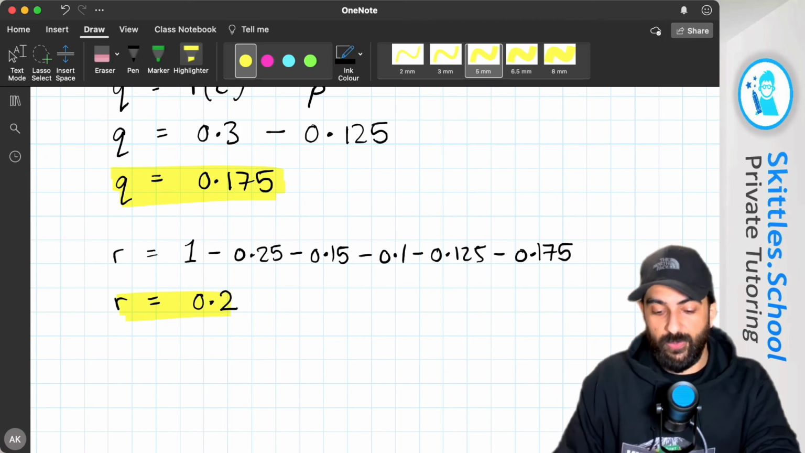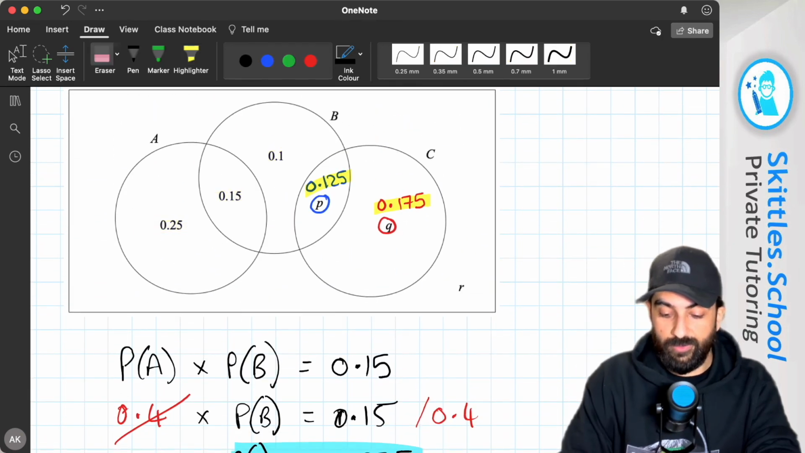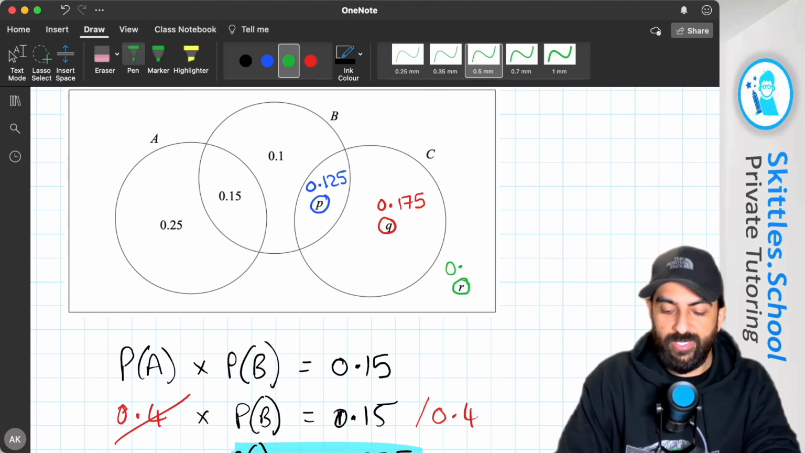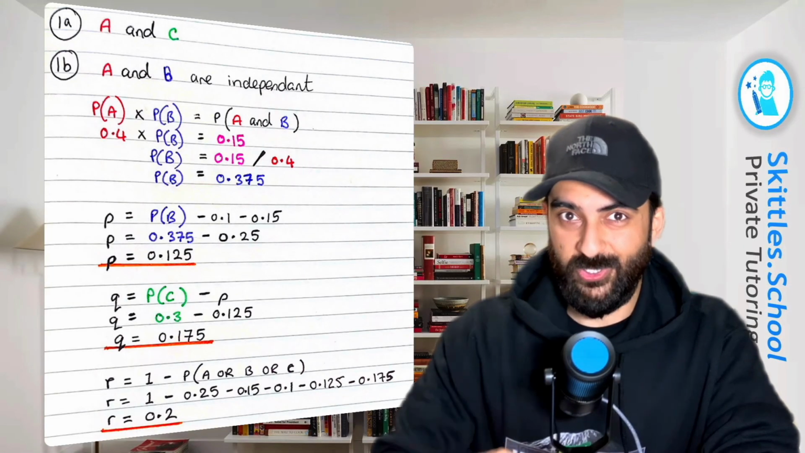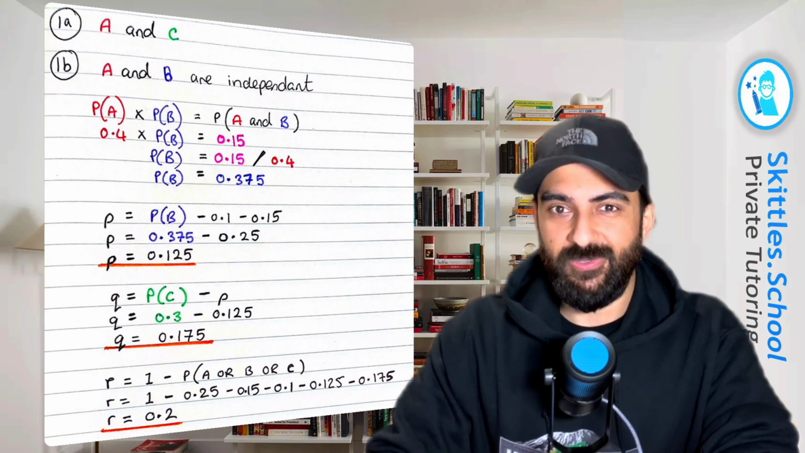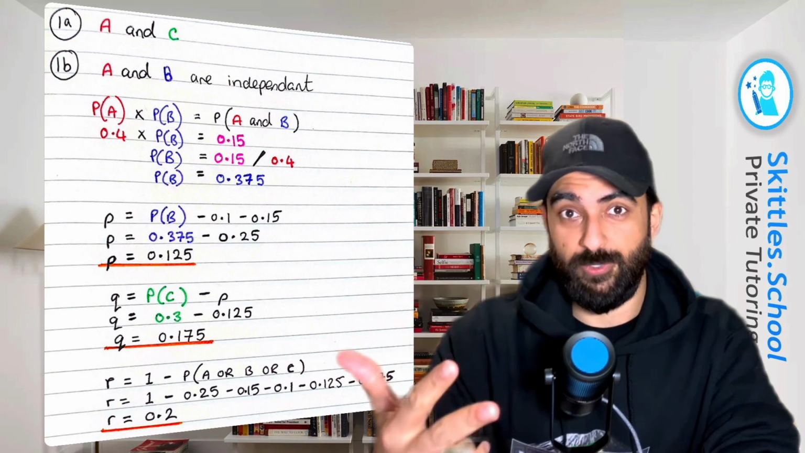So we know now that P is equal to 0.125, Q is equal to 0.175, and R, we just worked out, is 0.2. That was an awesome question. The key skills we used in that question were Venn diagrams, probability, and algebra.